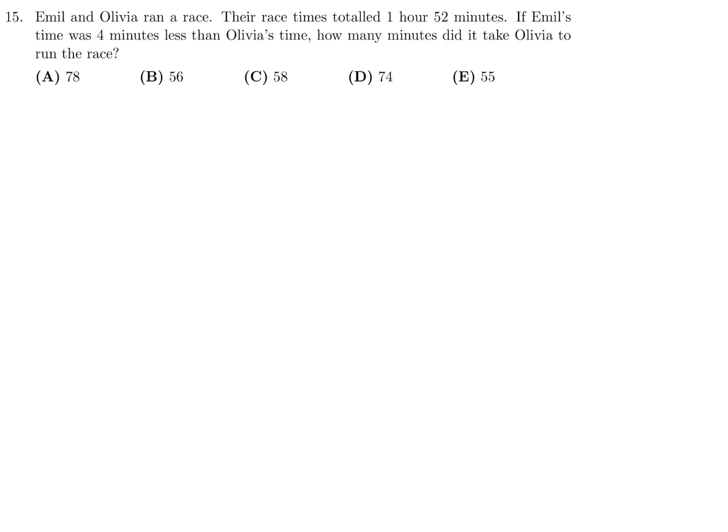Emile and Olivia ran a race. Their race times totaled 1 hour and 52 minutes. If Emile's time was 4 minutes less than Olivia's time, how many minutes did it take Olivia to run the race? Emile plus Olivia have a total time of 1 hour and 52, so 60 plus 52, so 112.